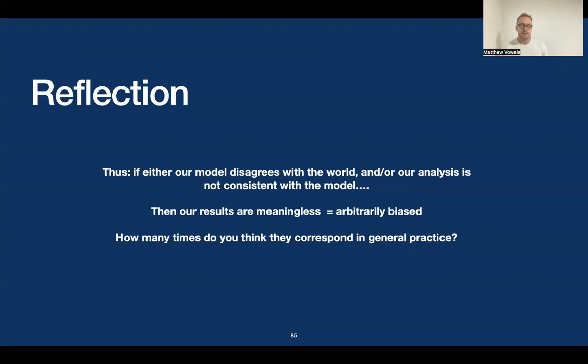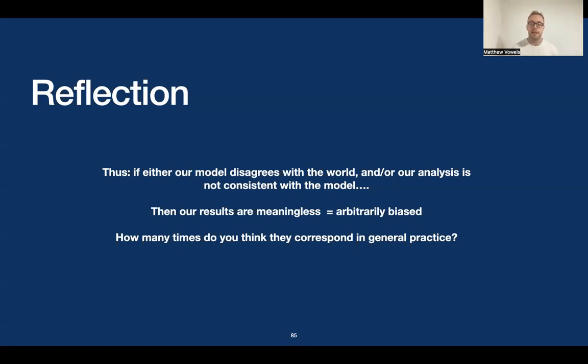At this stage, I'd like to reflect on what we've discovered: if either our model disagrees with the world or our analysis is not consistent with the model, then we have a good chance of getting some pretty meaningless analyses. They can be arbitrarily biased. Before, in the example with the chain, we had a true value of 0.15, but when we got the model wrong, we got a value of 0. And it can also be flipped the other way around, as we'll see in some other examples.